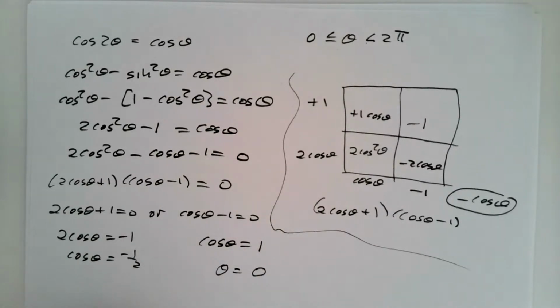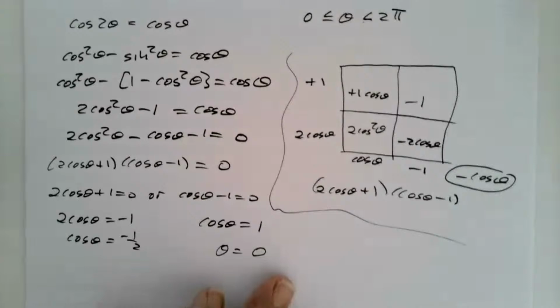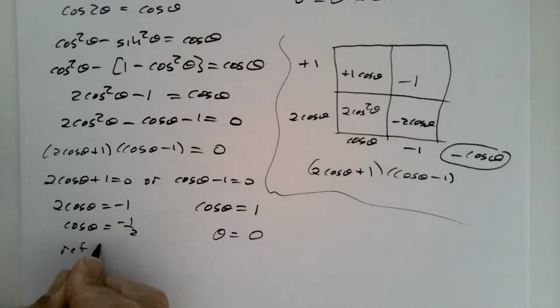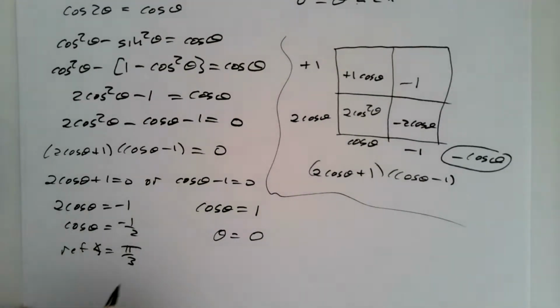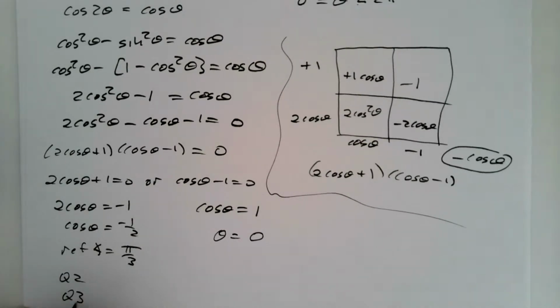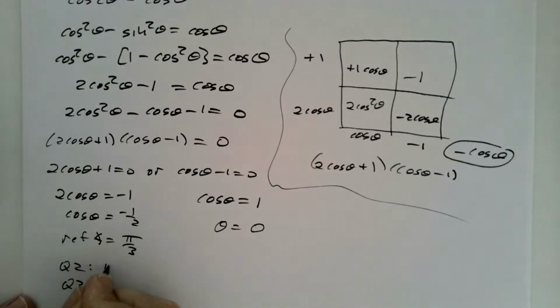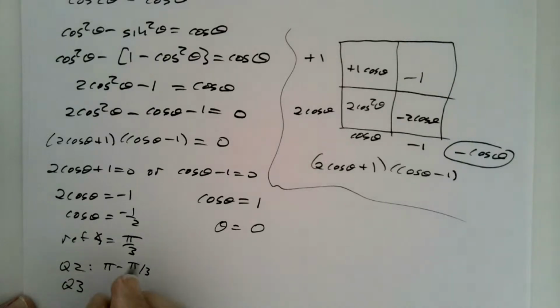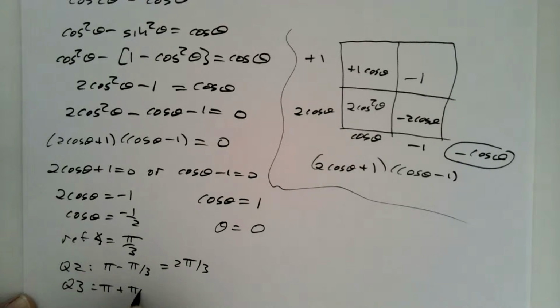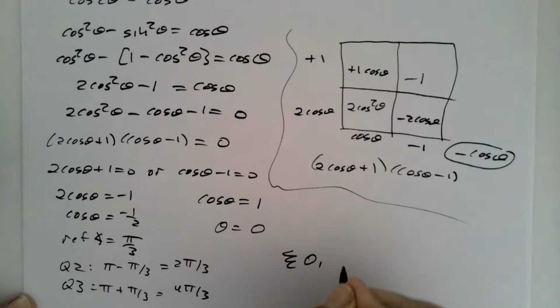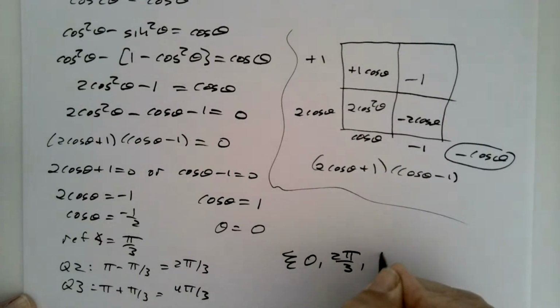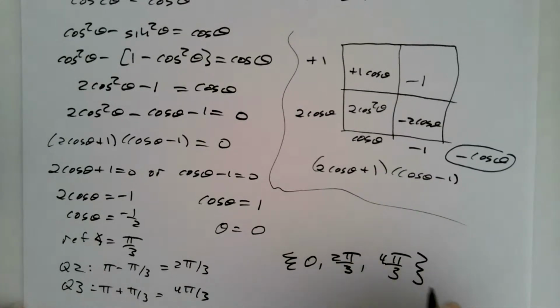Cos theta is negative 1/2. Reference angle is pi over 3. Cosine is negative in quadrant 2 and quadrant 3. In quadrant 2, it's pi minus pi over 3, which is 2 pi over 3. In quadrant 3, it would be pi plus pi over 3, which would be 4 pi over 3. So my three answers are 0, 2 pi over 3, 4 pi over 3 in the interval from 0 to 2 pi.